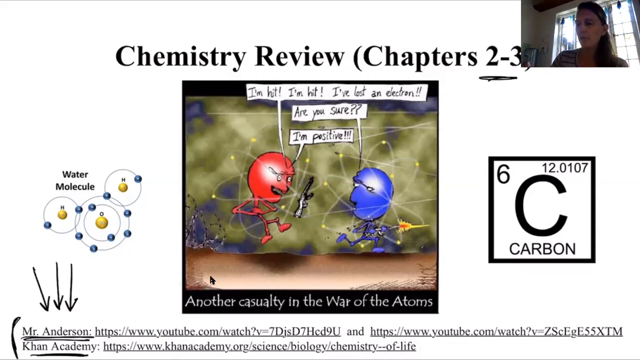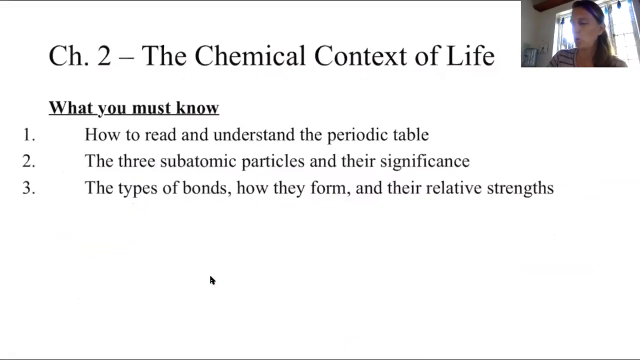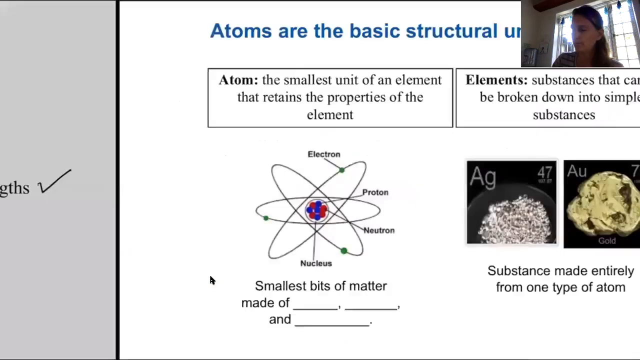So for chapter 2, it's really the chemical context of life, and you need to know how to read and understand the periodic table. You need to understand the 3 subatomic particles in an atom and their significance, and the types of bonds, how they form, and their relative strengths. So this short video is really going to cover these first 2.